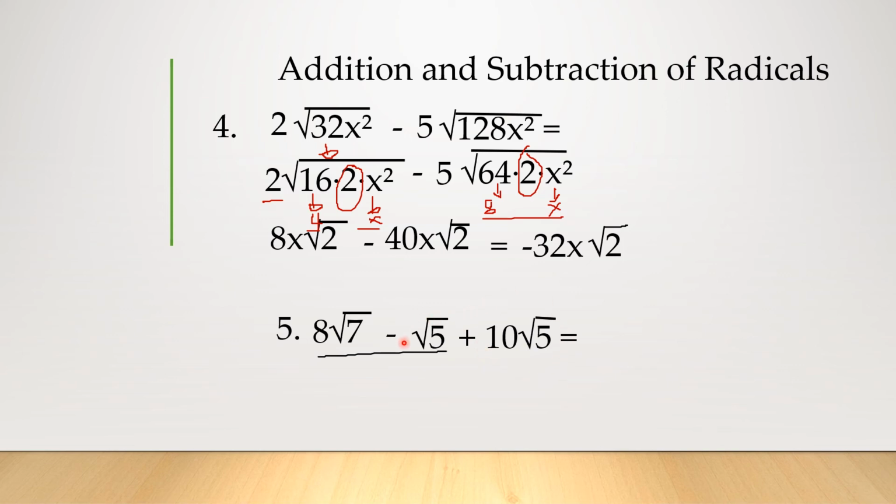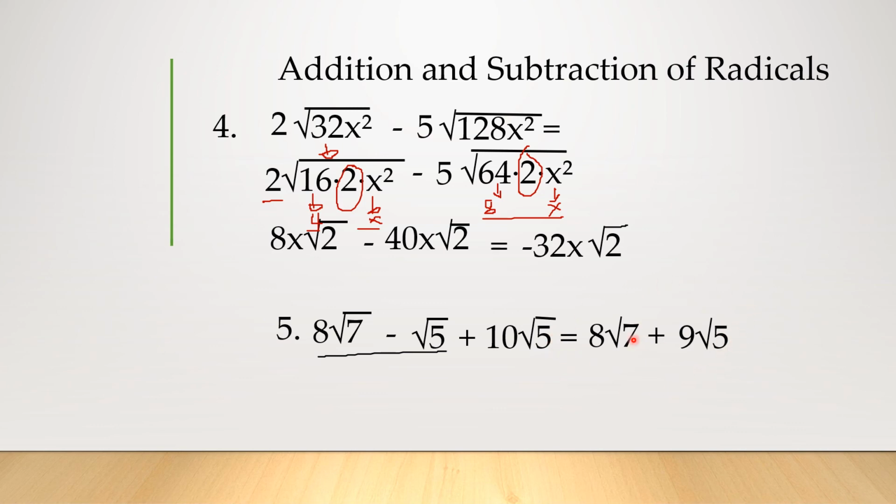So understood there is 1 here. So what I'm going to do is just copy 8 times square root of 7. You're just going to copy that. And this is plus, because negative 1 plus 10, that is equal to 9. Then copy square root of 5, the same radicand. So this is now the final answer.